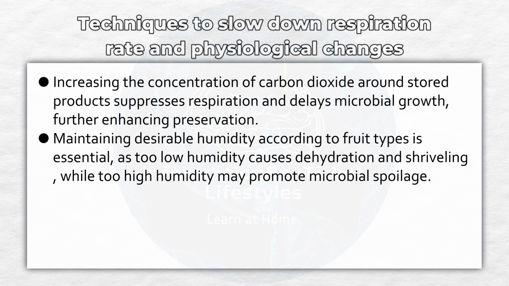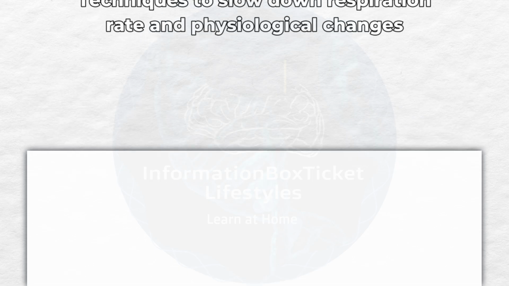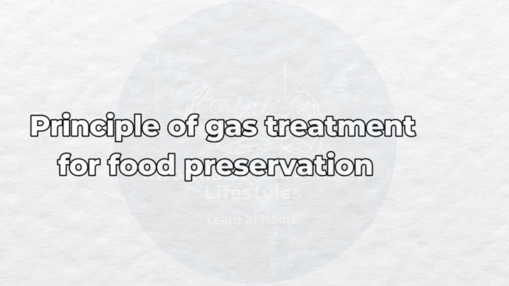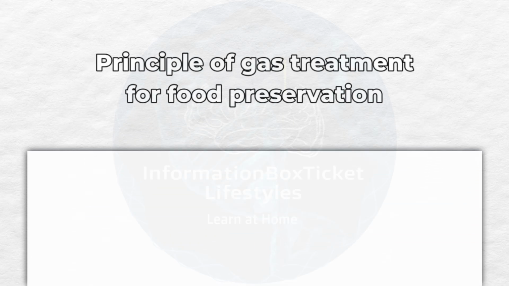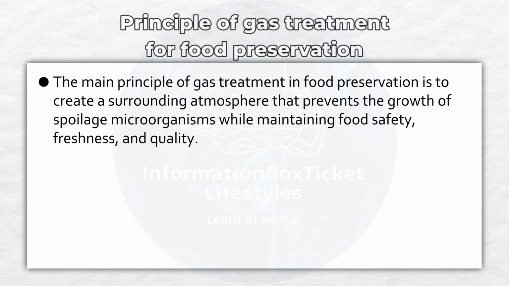Maintaining desirable humidity according to fruit types is essential, as too low humidity causes dehydration and shriveling, while too high humidity may promote microbial spoilage. Principle of gas treatment for food preservation. The main principle of gas treatment in food preservation is to create a surrounding atmosphere that prevents the growth of spoilage microorganisms while maintaining food safety, freshness, and quality.